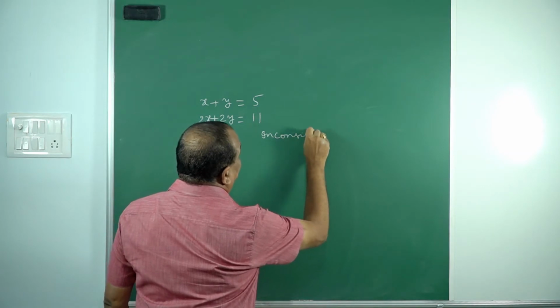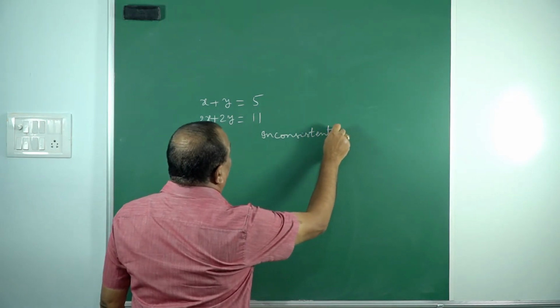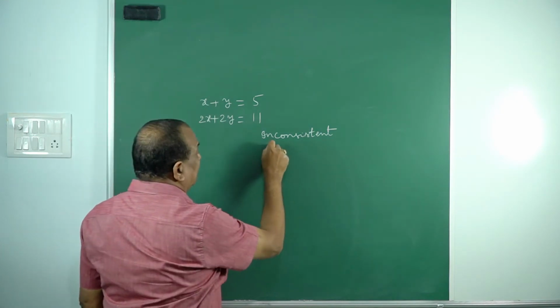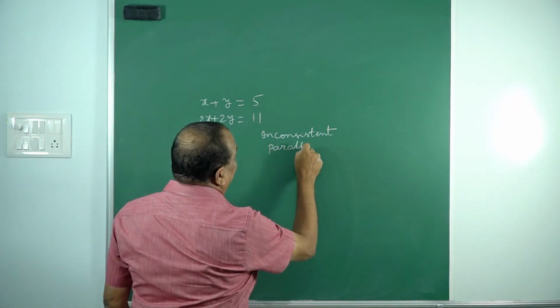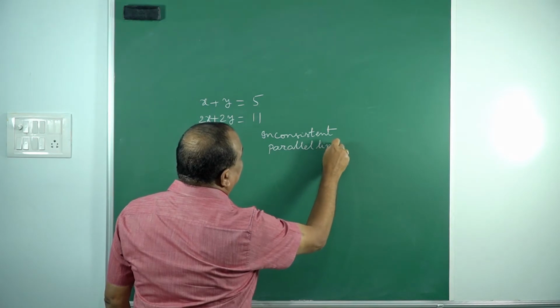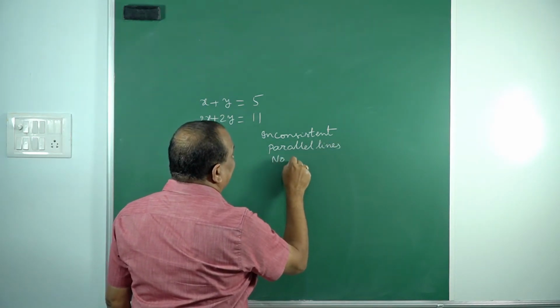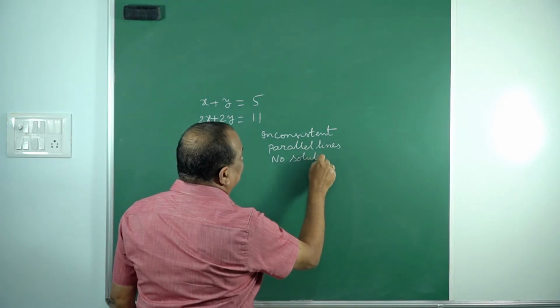And there can never be points which satisfy this and this. You're getting parallel lines. Is there any solution that you can look for? No, there is no solution. Parallel lines, they never meet. And there is no solution.